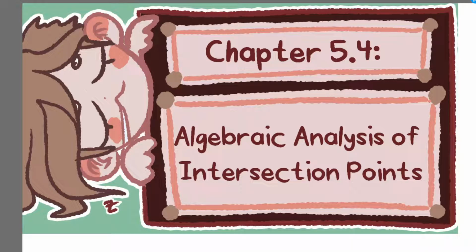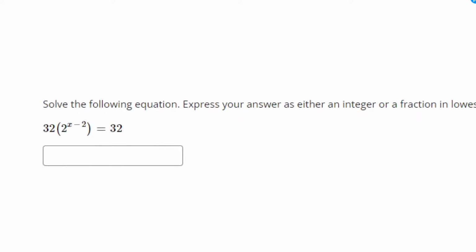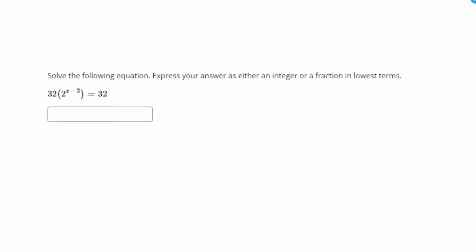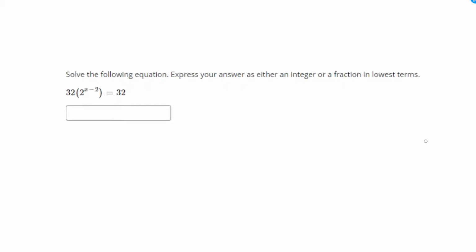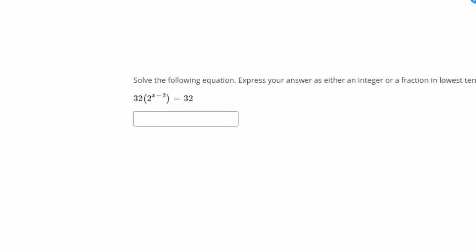Hi, so today in this video, we are going to be covering chapter 5.4, which is the algebraic analysis of intersection points. Now, this one is a little confusing initially, but basically what we are trying to do is solve for x. This is not the chapter where we introduce log functions, but we will get into that. Or at least I'm pretty sure this is not the chapter where we introduce log functions.